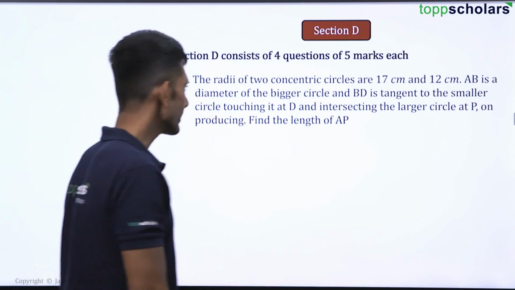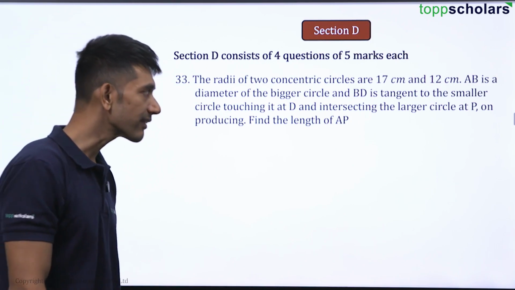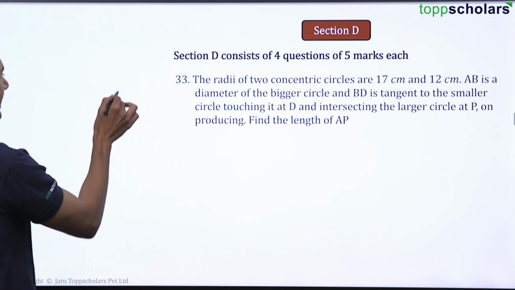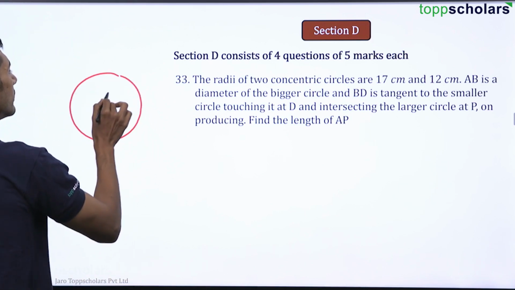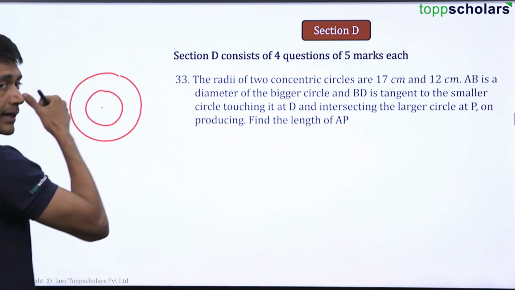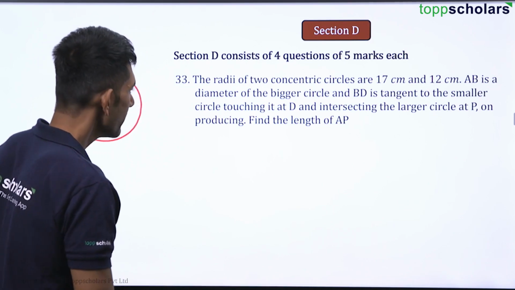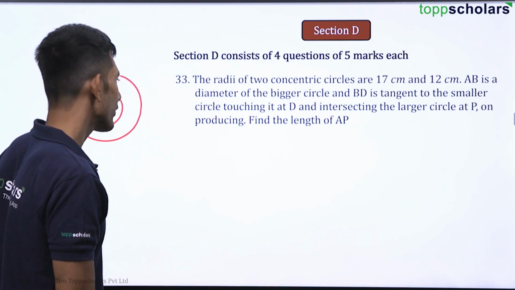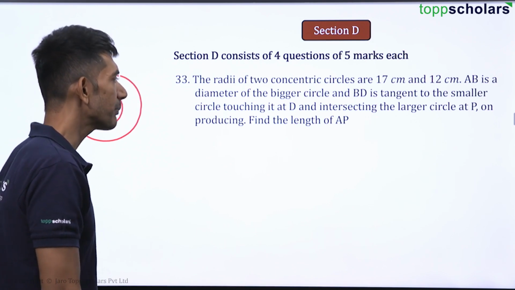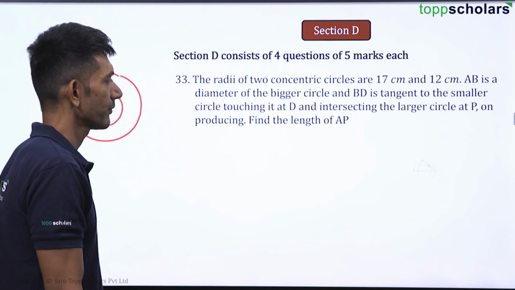Okay, the next question says the radii, that means there are two radii, of two concentric circles are 17 and 12. What is the meaning of concentric circles? Concentric circles means two circles with the same center but different radii. AB is the diameter of the bigger circle and BD is a tangent to the smaller circle touching it at D and intersecting the larger circle at P. On producing, find the length of AP.